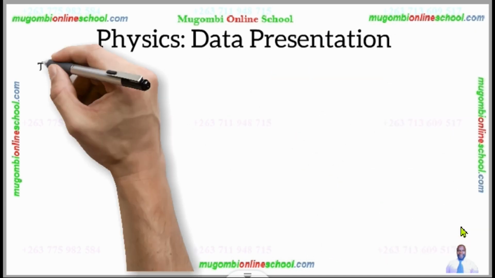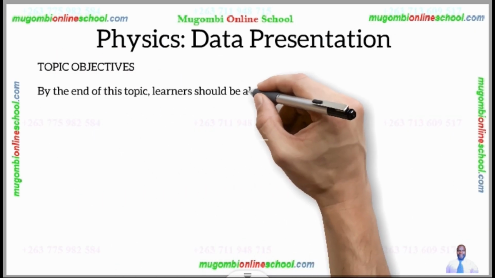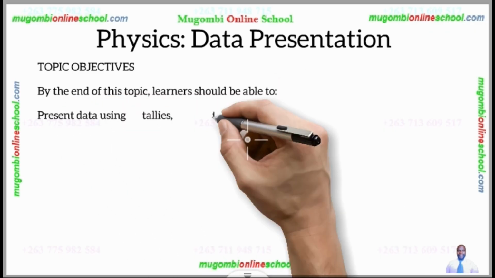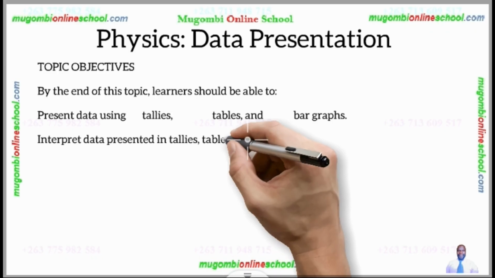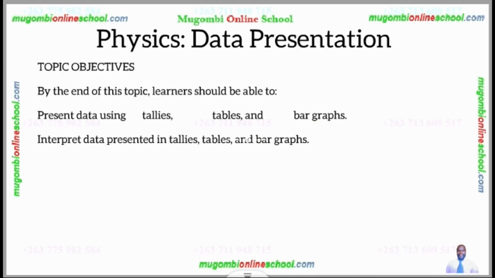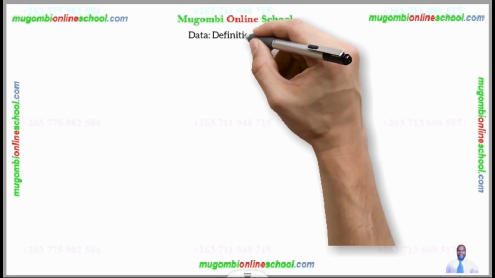Now moving on to physics, data presentation, objectives. By the end of this topic, learners should be able to present data using tallies, tables, and bar graphs, and interpret data presented in tallies, tables, and bar graphs. Those are the objectives of this topic.